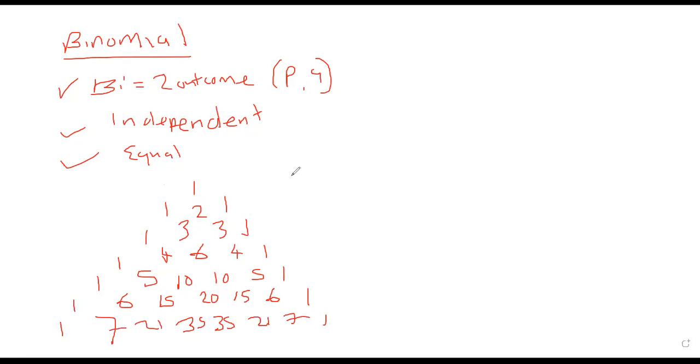What does this mean? You're being asked to calculate the combination of 7, combination 3. You start counting. What is 7? 1, 2, 3. The answer is 35. 6 combination 4. You go with the 6, 1, 2, 3, 4. The answer is 15. 6 combination 0, any number combination 0 is 1. Any number combination itself is 1.